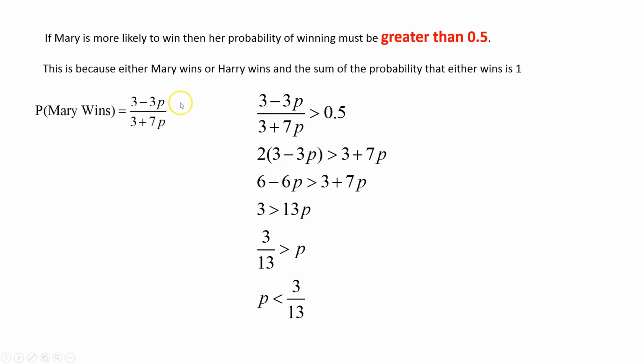We know the probability that Mary wins, we've just obtained this, and so we form the inequality that this is greater than 0.5. Manipulating our inequality and collecting together our like terms, we have 3 over 13 is greater than p, and so p is less than 3 over 13. So this is a really nice example where pure maths and applied maths are linking together to solve problems involving probability.